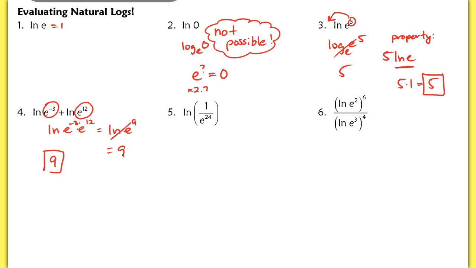On number 5, I'm going to write this as the natural log of e to the negative 24th power. So I always want to see how I can rewrite something in a denominator and bring it to the top. So I'm going to put that and make that e to the negative 24th power. And after this, I'm going to pull that negative 24 out in front. So I have negative 24 times the natural log of e, which means that it simplifies to just negative 24.